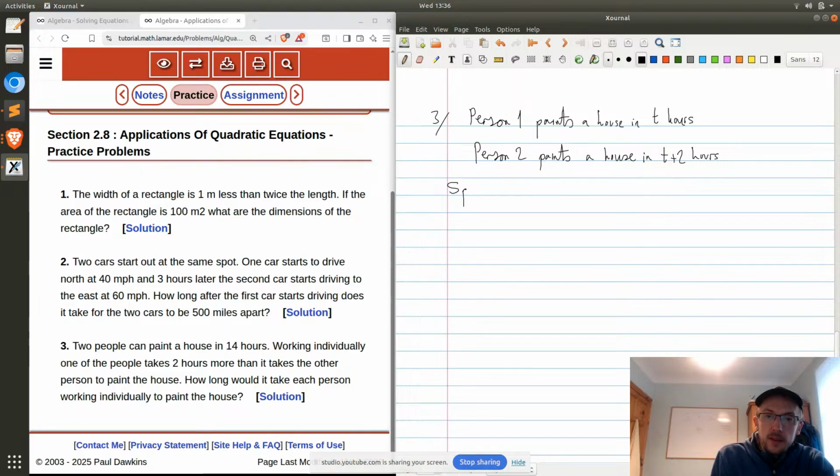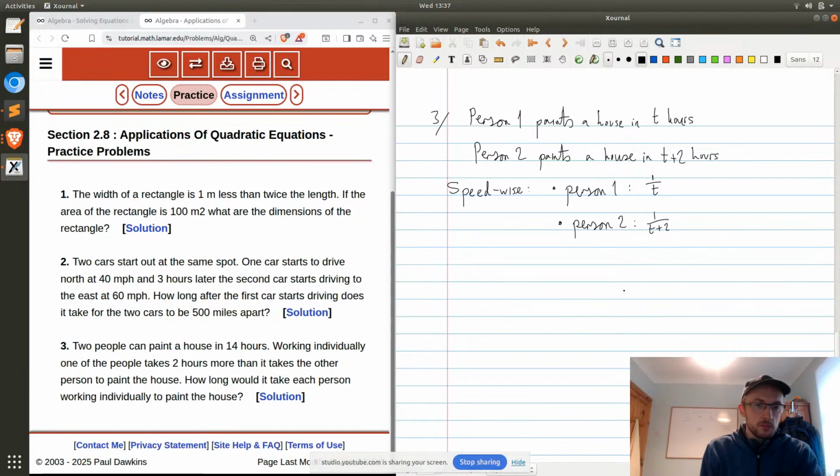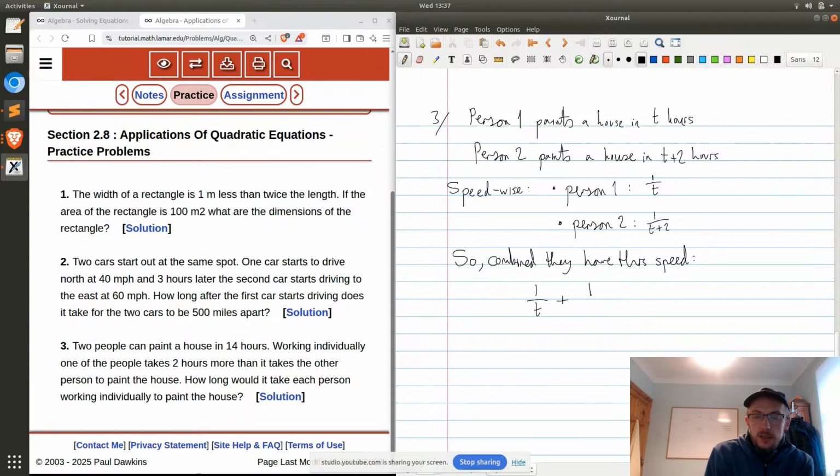So speed-wise, this is the situation. For person 1, their speed is 1 house every T hours. And for person 2, their speed is 1 over T plus 2. Agreed? Agreed. And now, so combined, they have this speed. One over T plus 1 over T plus 2.